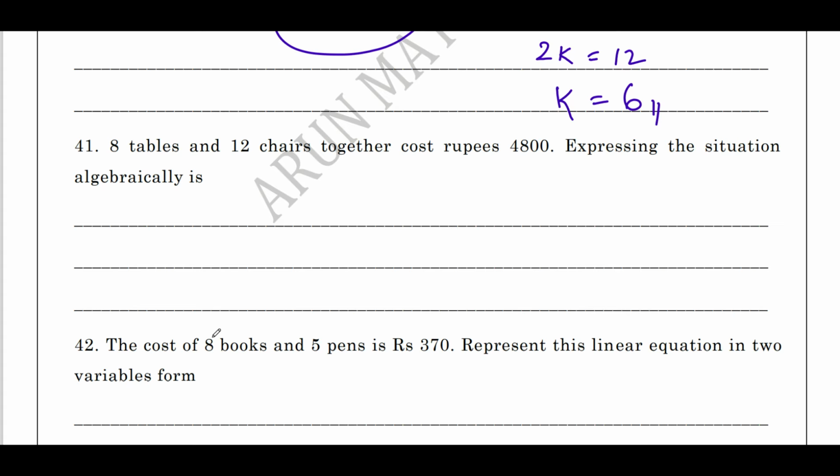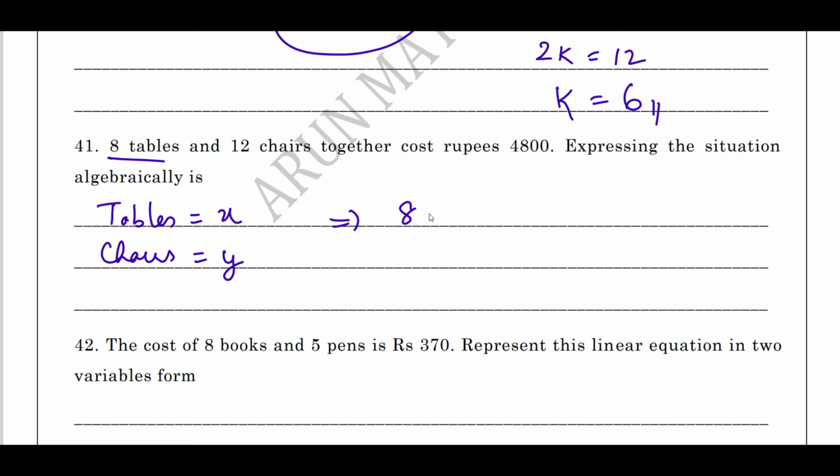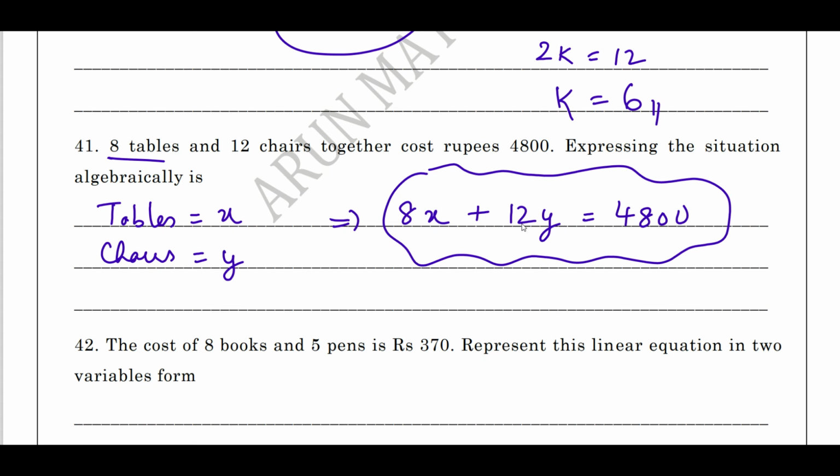Question number 41. 8 tables and 12 chairs together cost rupees 4,800. Express the situation algebraically. Let the number of tables equal x. Number of chairs equals y. Now 8 tables is 8 into x plus 12 chairs is 12 into y equals 4,800. This is how you represent the statement algebraically.